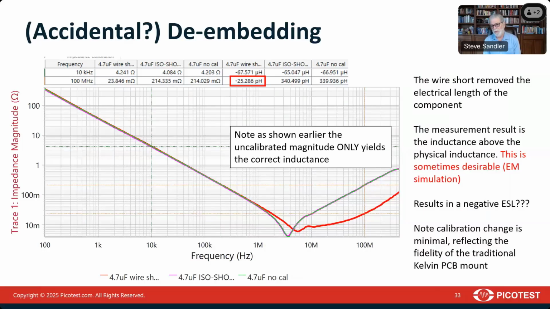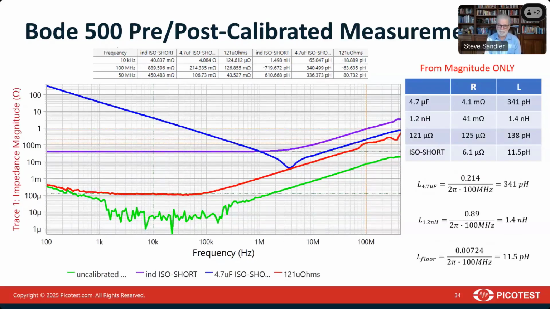Now, this could lead to what we call accidental de-embedding. And like I said, when we put our shorting wire, the shorting wire had a higher inductance than a component of the physical size. And so if we do the calibration using the wire and then measure the component, we end up with a negative inductance because we've overcompensated for the inductance, we've removed too much, and we accidentally de-embedded the electrical length of the component. And so we have to be really careful not to accidentally de-embed, and we'll talk about that as well.